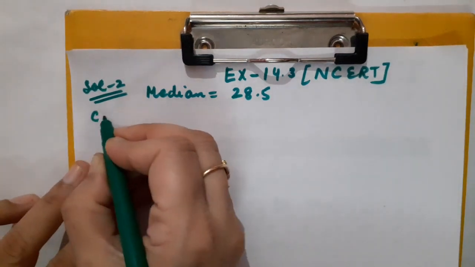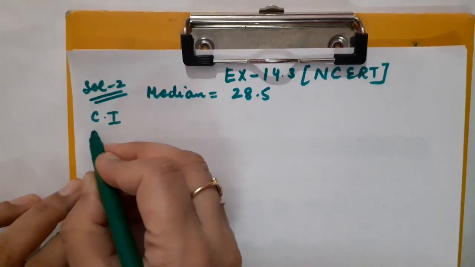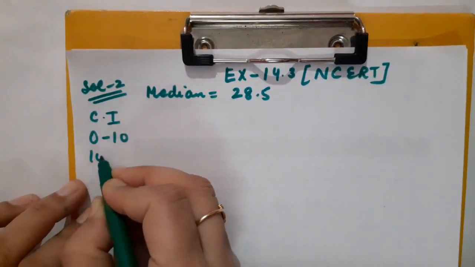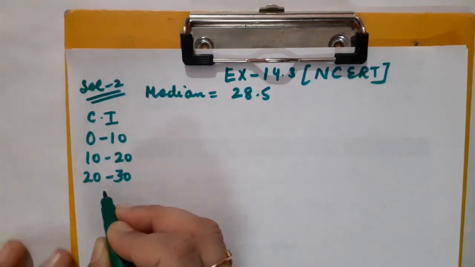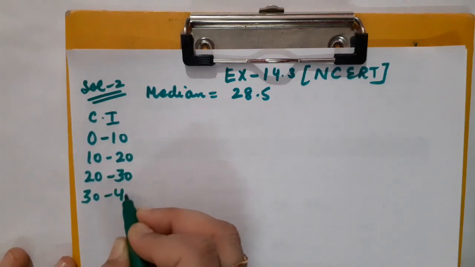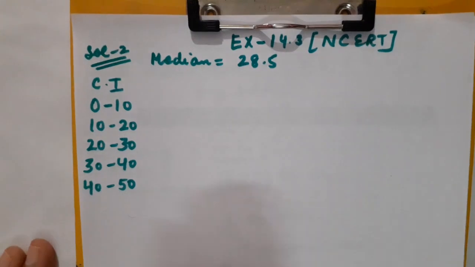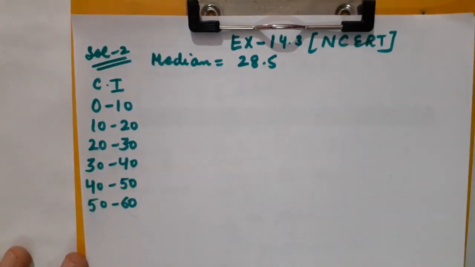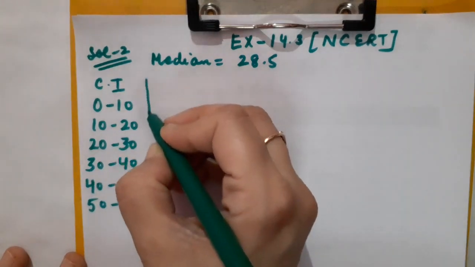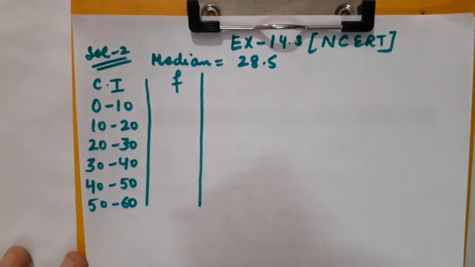So let us start forming the table which is given to us. This is the class interval: 0 to 10, 10 to 20, 20 to 30, 30 to 40, 40 to 50 and 50 to 60. Correct? Now we have frequencies given. What are the frequencies given to us?